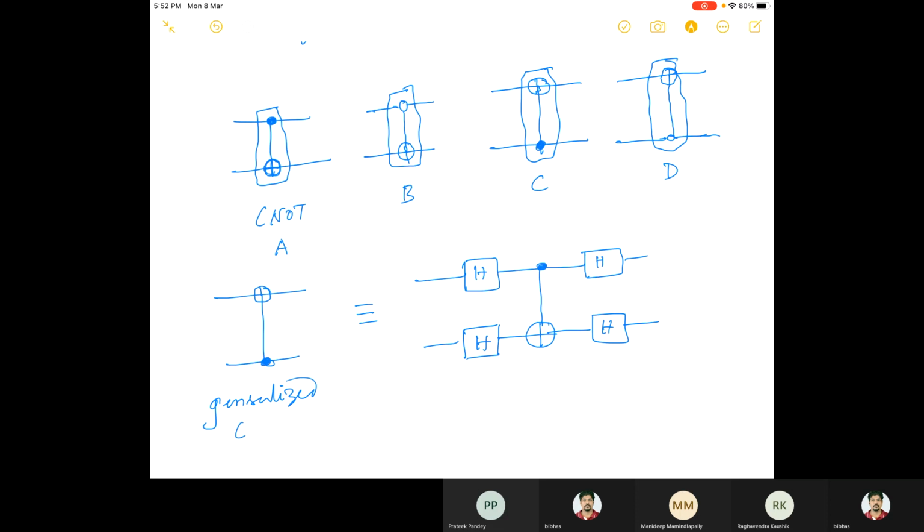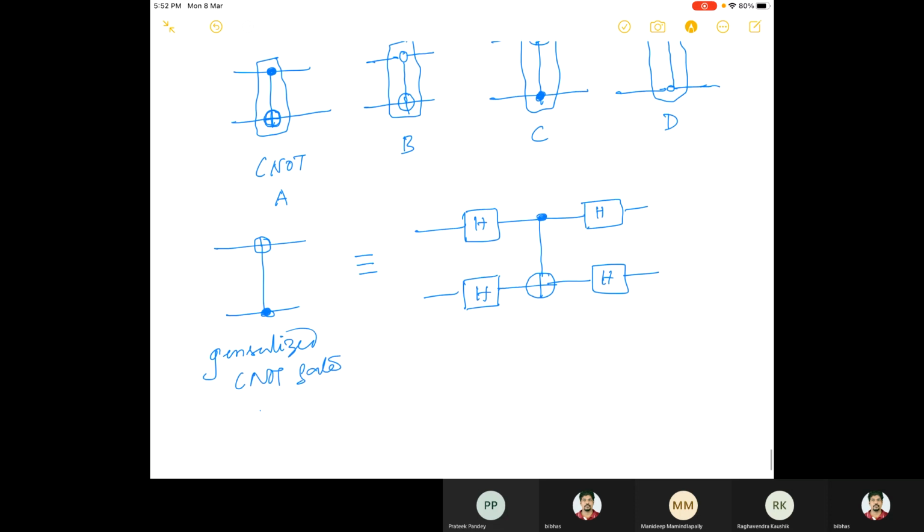So this is a generalized CNOT gate, let's say it is C. The CNOT gate C is implemented with the use of the Hadamard gate and the CNOT gate. So this is one way to look at this thing, and there are many.